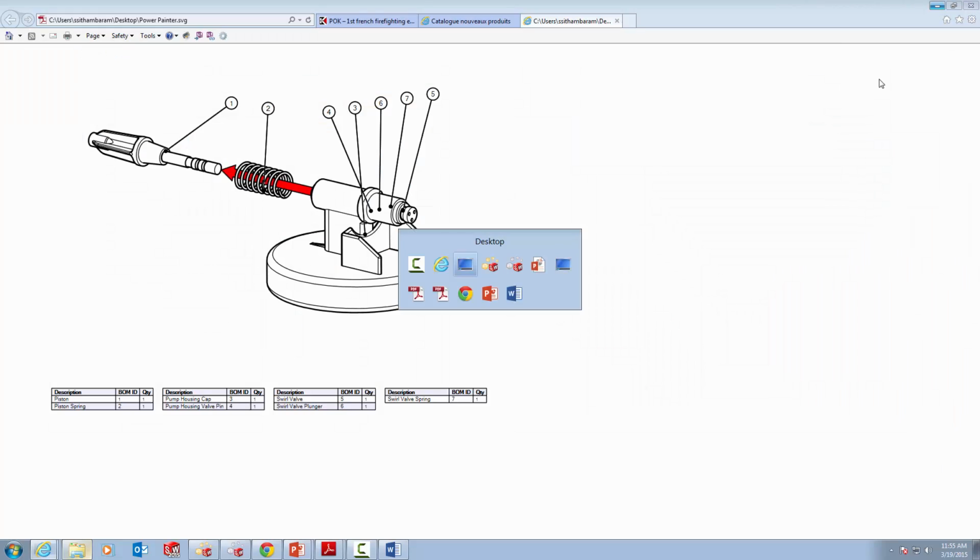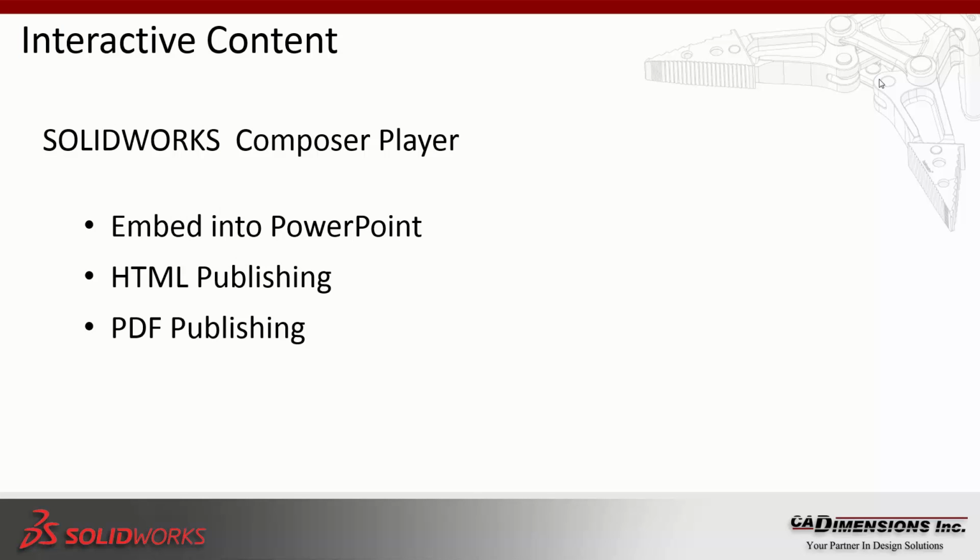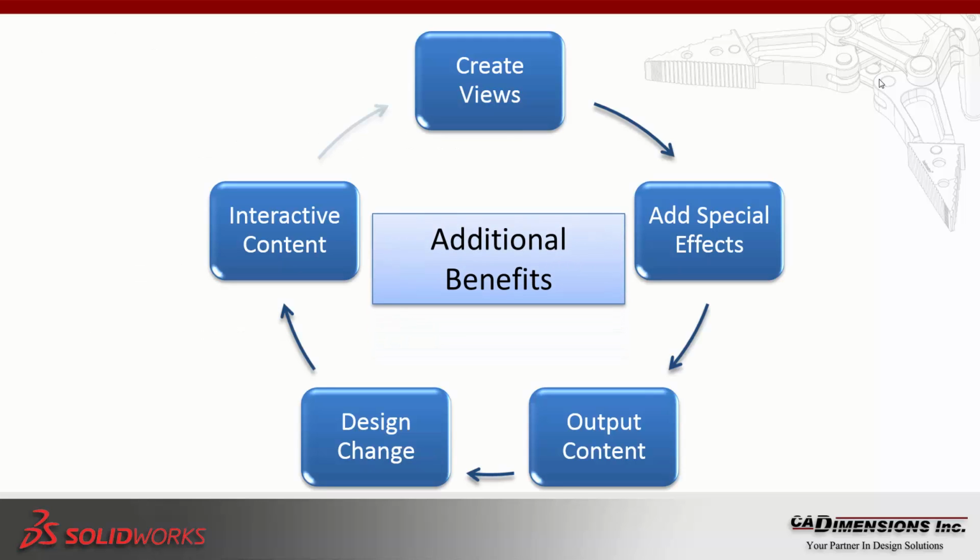All right, so what have we seen today for our interactive content? Not only are you able to create interactive content for Composer Player, you're able to create SVG files that can be seen in Internet Explorer. You can also take all these files and embed them into PowerPoint, as you've seen me do earlier in this presentation. You can create HTML publishing for your website, and also PDF publishing. So there are many additional benefits to Composer Player, not just creating technical documentation and animations.